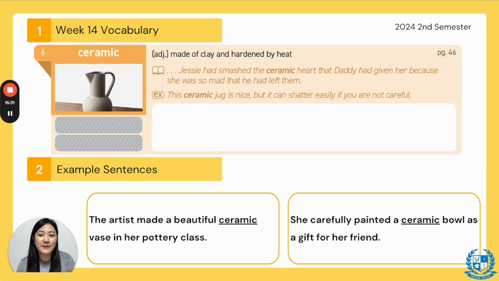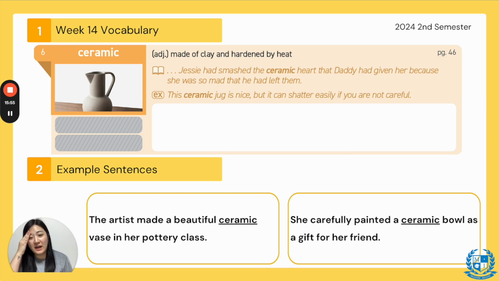Next one. It says, let's read together. 1, 2, 3. This ceramic jug is nice, but it can shatter easily if you are not careful. So again, this is what a ceramic jug will also look like. And if you drop it, it may break. They are very fragile.